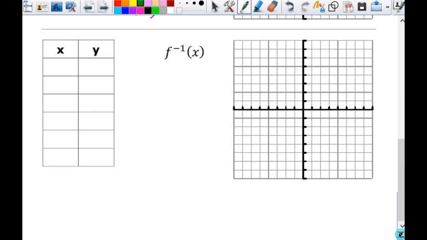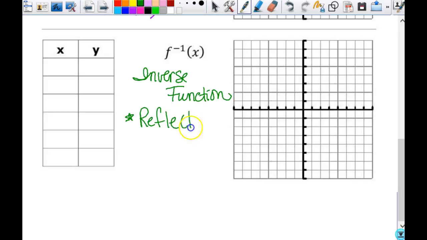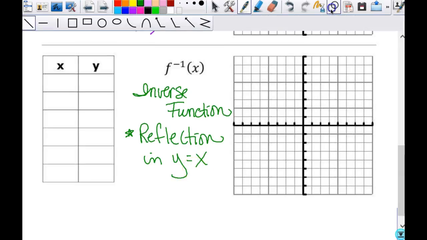All right, so this right here, what does this mean? Inverse. So this is the inverse function, but it's with our reflection. So what is it a reflection in? What line? Y equals x. Okay, so this is the reflection in y equals x, which is our parent function.